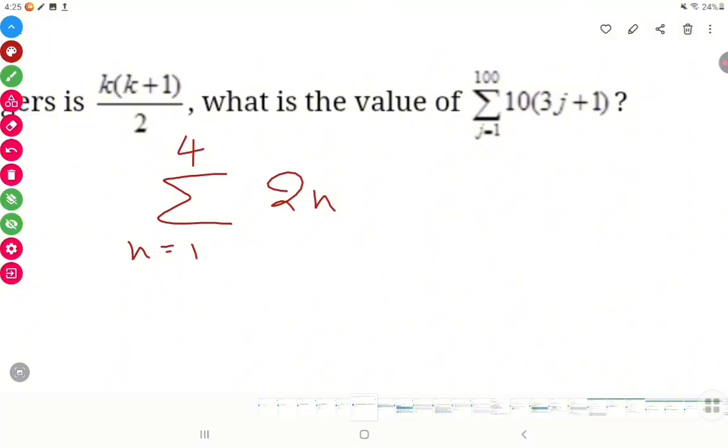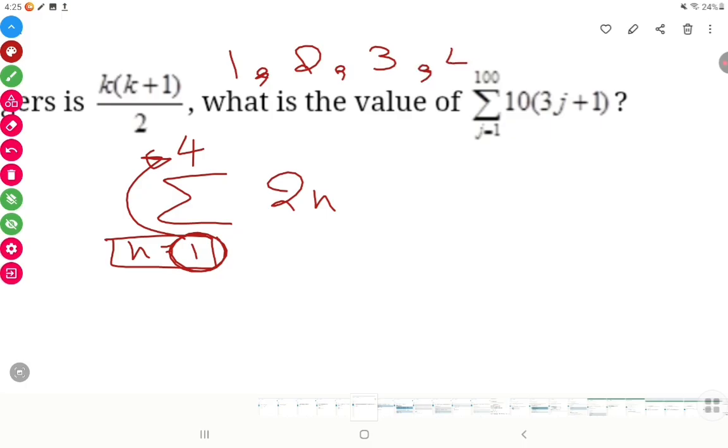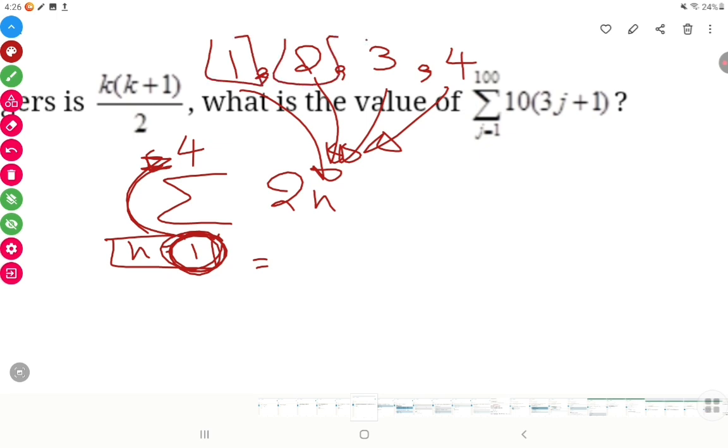What does everything mean here? This number over here is the beginning of the values that you are going to put into the variable. So it's telling you that from 1 until 4, which is 1, 2, 3, 4, you're going to substitute each number into the variable, and then each number you get, you're going to add together. They're telling you n is equal to 1, 2, 3, 4.